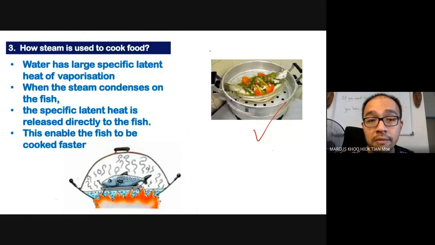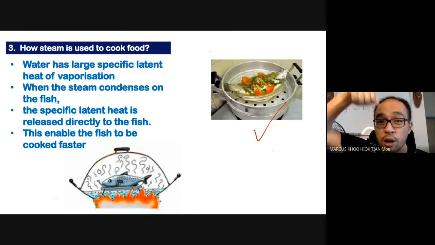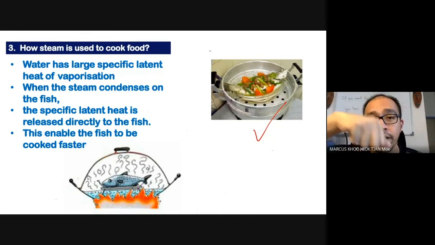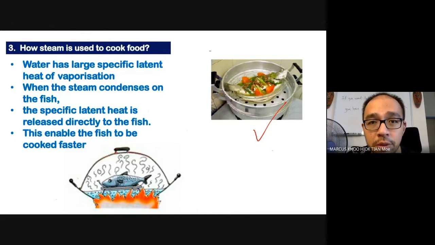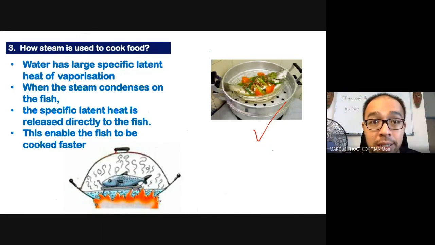Water has a very large specific latent heat of vaporization. When it condenses on the fish, that's why we close the cover. Nobody steams fish with the cover open. That's not called steamed fish. Usually when you steam fish, you close the cover, so that whatever steam rises will touch the cover and will condense.